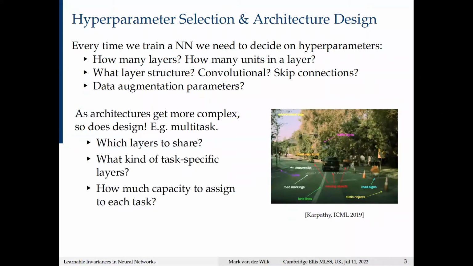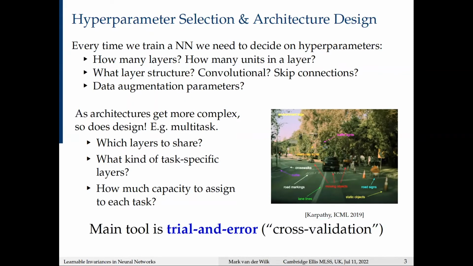And I think that this problem is only going to get worse as architectures get more complex. Right? So multitask architectures are something that is probably going to happen more. We're probably going to see more multitask architectures in the future. And there we need to ask the question of, well, which tasks are related enough for them to share layers? How many layers should they share? At what point should they branch off? You know, what kind of layers do we need to use in each of these task-specific parts? And also, how difficult is each task? So how much capacity should we add to each layer? So basically, I believe that the number of choices that we need to make is only going to increase as our architectures get more complex.